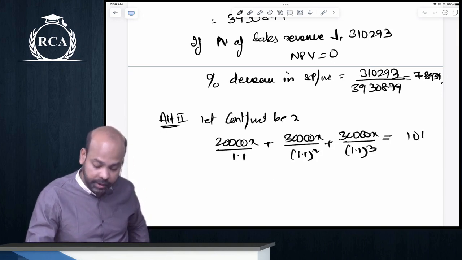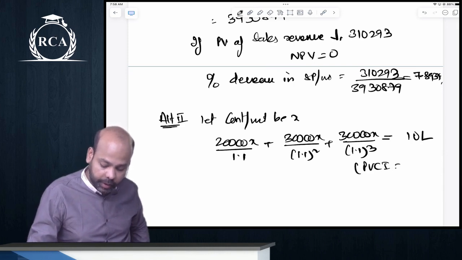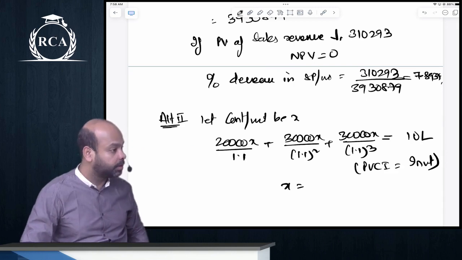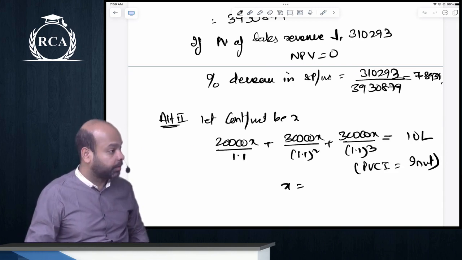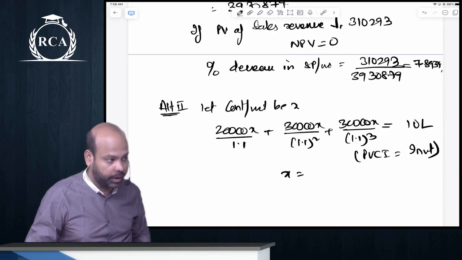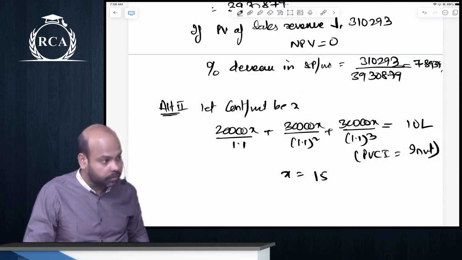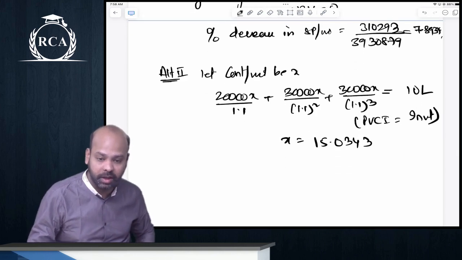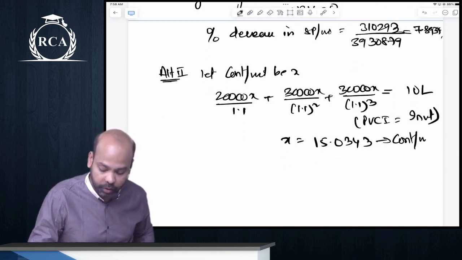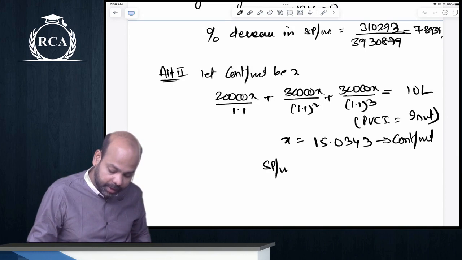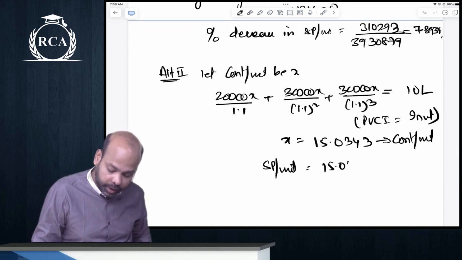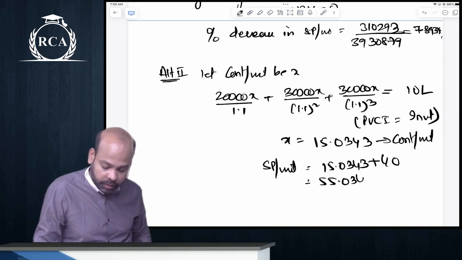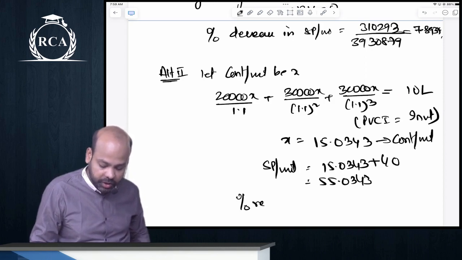How much is the initial investment? This is PVCI being equated to initial investment because you want the NPV to be 0. You will get X as how much, beta? Contribution here is X, 15.0343. This is contribution, guys, remember. This is not selling price per unit. So how much should your selling price per unit be, guys? 15.0343 plus 40 rupees variable cost, that is 55.0343. Percentage reduction.